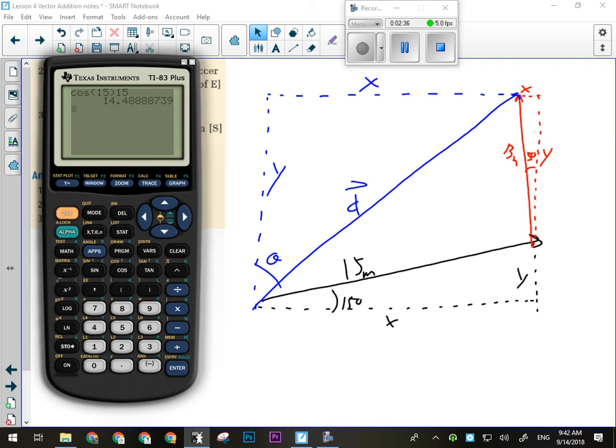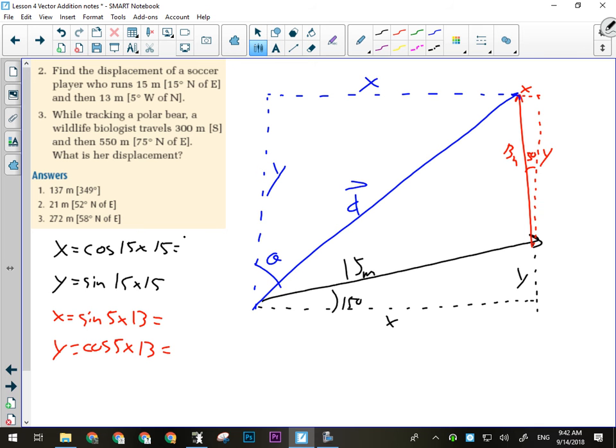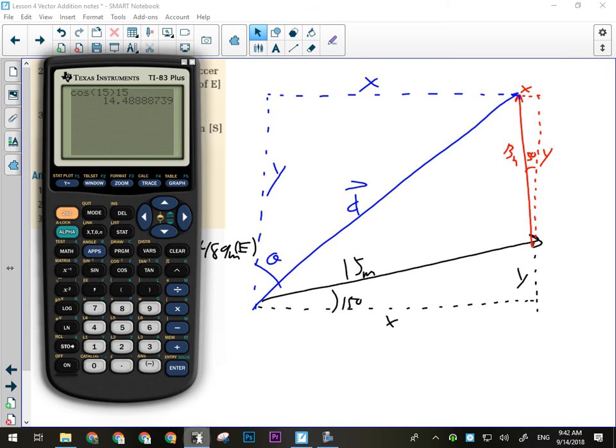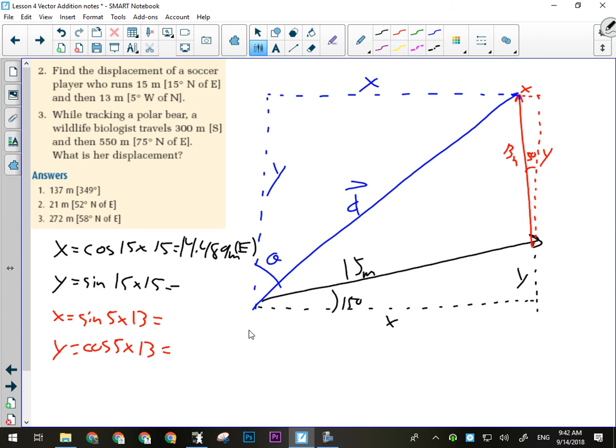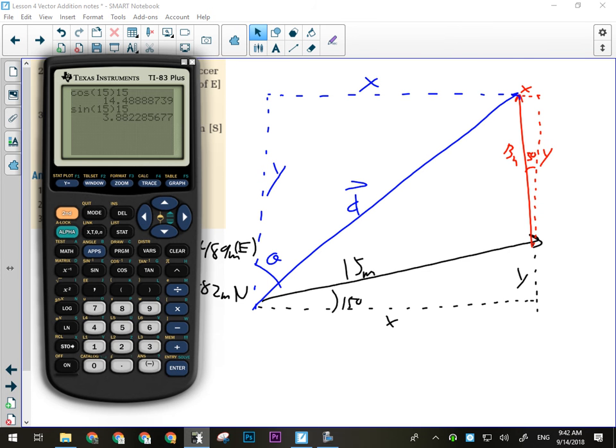All right, so we're looking at 14.489 meters, and that's east. Okay, and then for our y components, it's going to be the sine of 15 times 15. All right, so it's 3.882, and that's meters north.